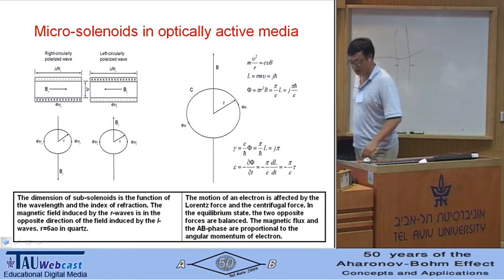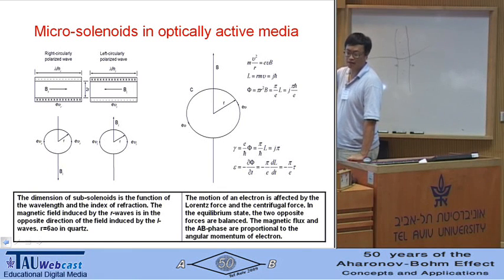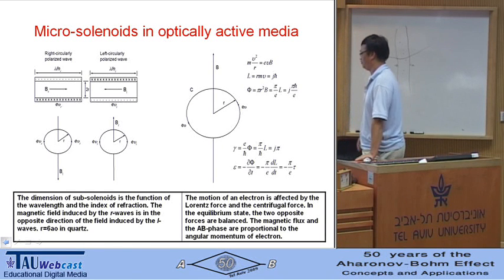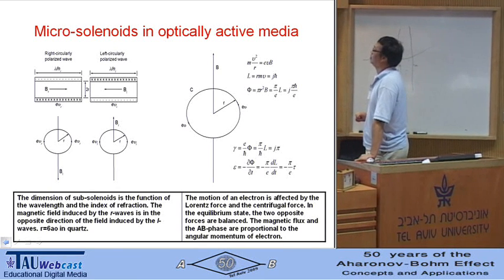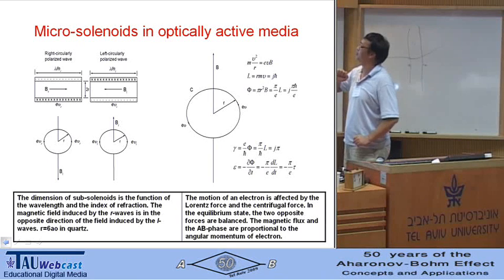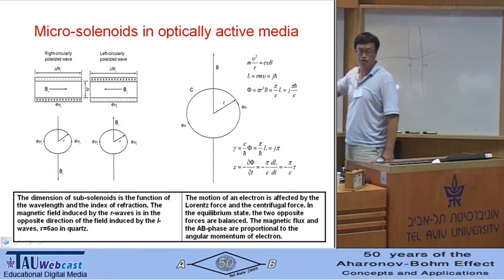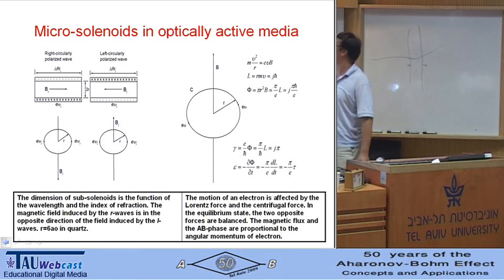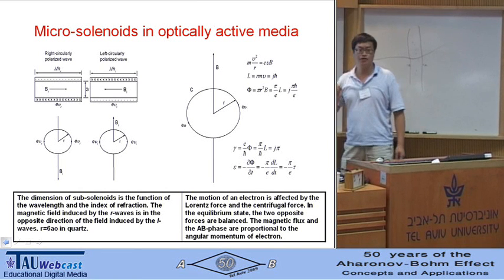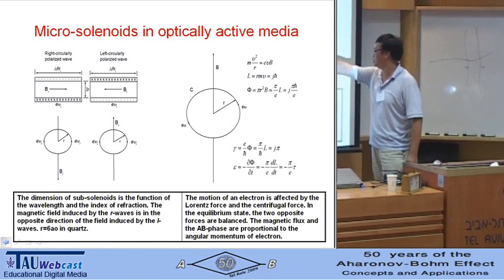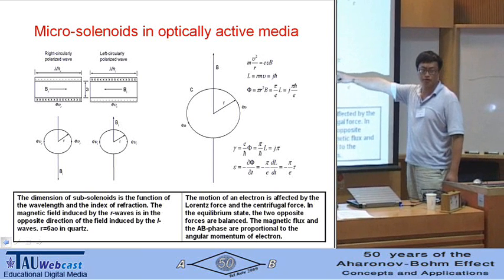The motion of the electron along the helical path is affected by two forces. One is the Lorentz force, and the other is the centrifugal force. In the equilibrium condition, the two opposite forces are balanced. So we can give the expression that the angular momentum L is proportional to the velocity of the motion, and the magnetic flux phi is proportional to the angular momentum. In this case, we see that the AB phase, or the Berry phase gamma, is also proportional to the angular frequency.